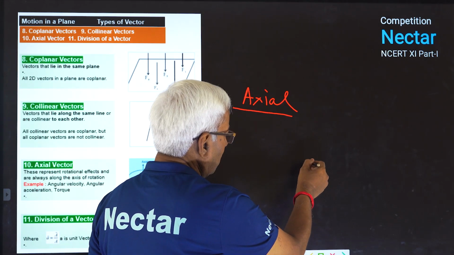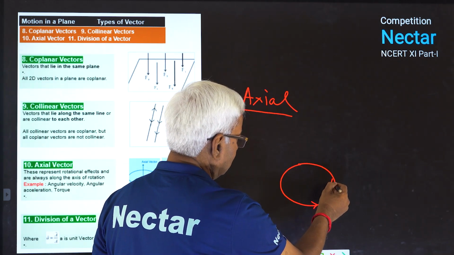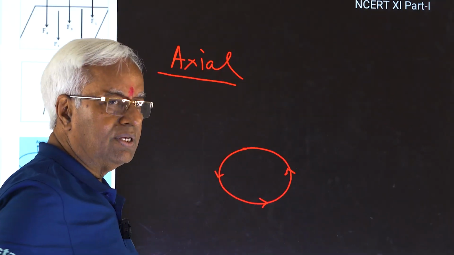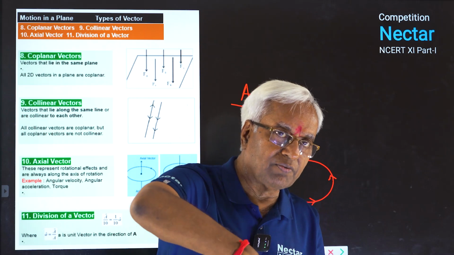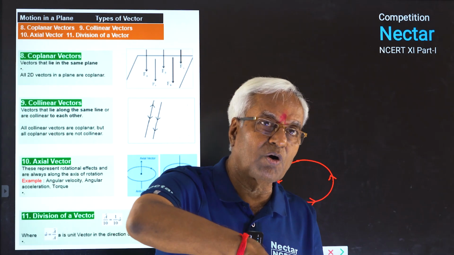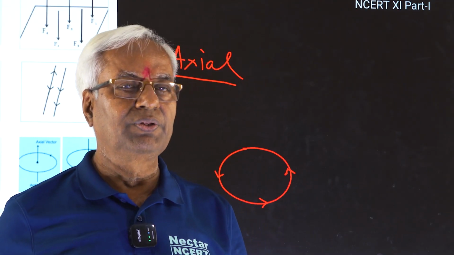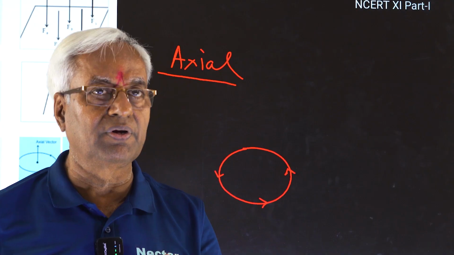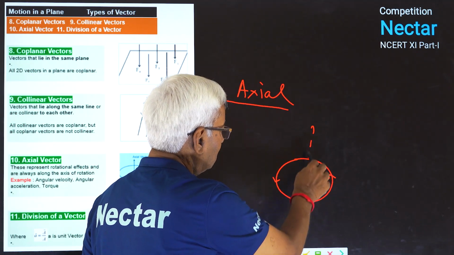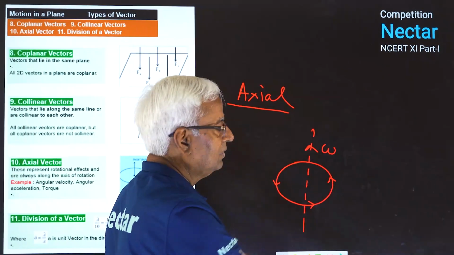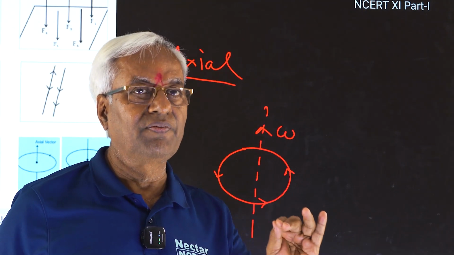Suppose somebody is in anti-clockwise motion, like this, anti-clockwise. If I am observing from above, this is anti-clockwise for me. For this anti-clockwise motion, the angular velocity will be this way. Angular velocity. This will be an axial vector.